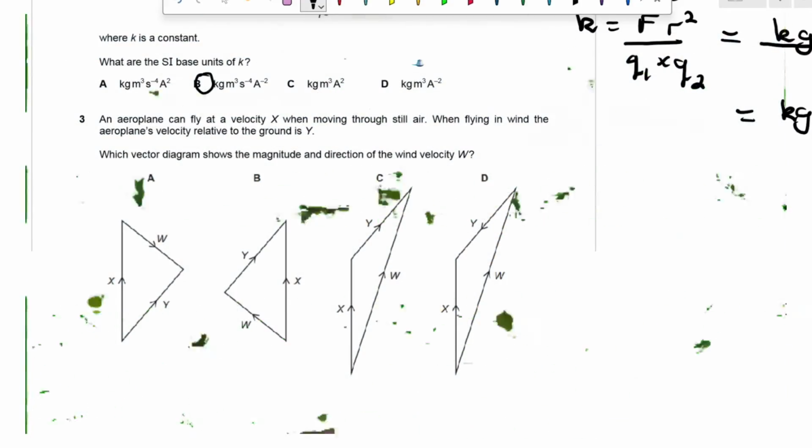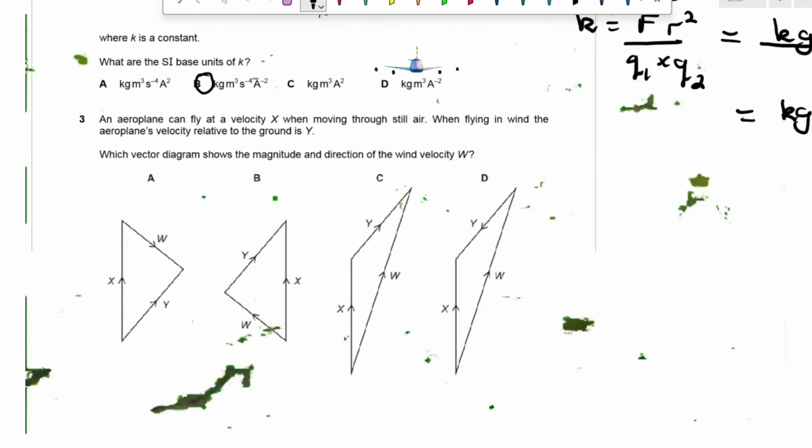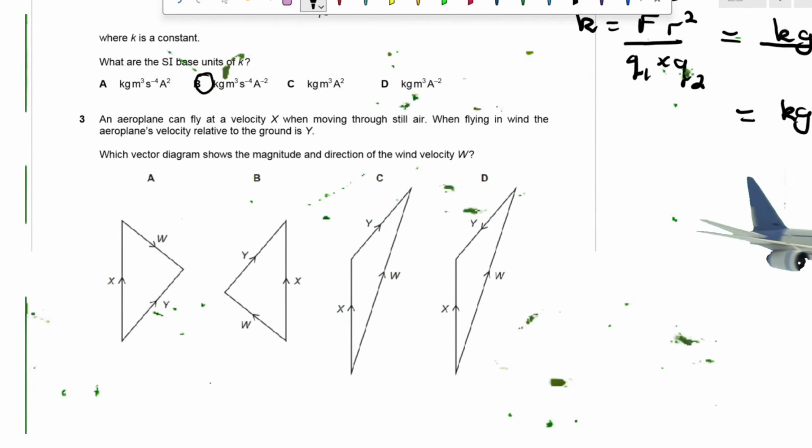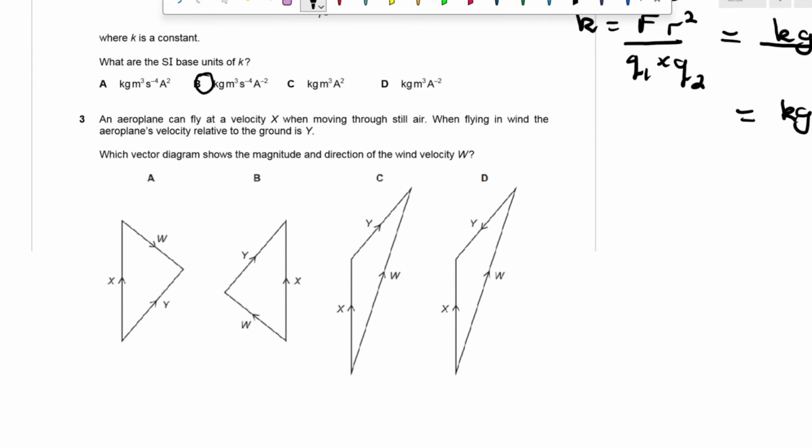But when we now have wind, we have wind that's coming at a certain velocity v. It's going to affect the aeroplane in some way. The velocity of the aeroplane is going now to be y. So y, in this case, is what we call the resultant. And it's very important for you to be able to establish that fact.